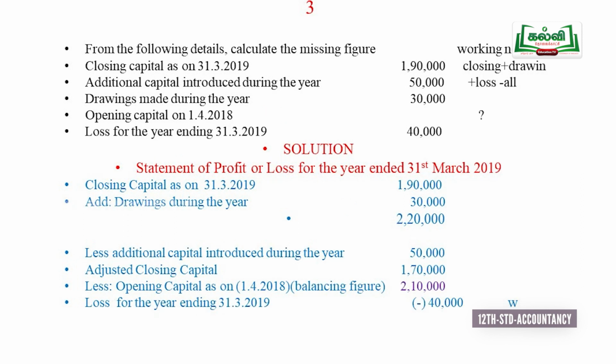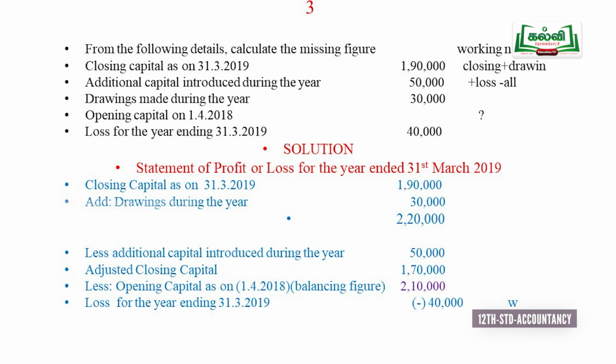Next sum, from the following details calculate missing information. Closing capital 1,90,000, additional capital introduced 50,000, drawings 30,000. Now the missing information is opening capital. Opening capital 2018 missing. Loss for the year is given. So before we pass on to the format, we must have a working note to identify the opening capital. Here the point we must note, how to identify the opening capital.